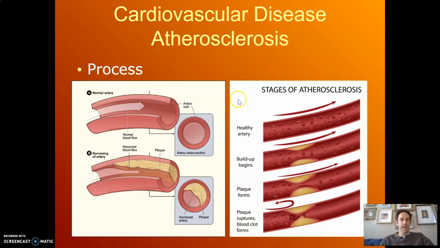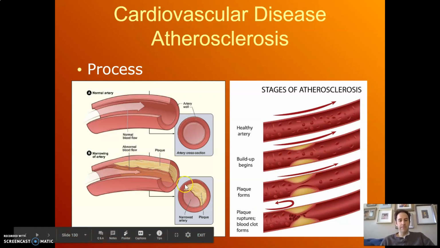And so here's a diagram of a nice, normal, healthy artery, and you can see blood flows very smoothly, nice, wide open diameter. Here is an artery affected by atherosclerosis. There's this plaque, this accumulation of cholesterol and immune cells and calcium and other minerals, and it hardens it, and so now blood can't flow through quite as well. And you can kind of see how this is problematic.